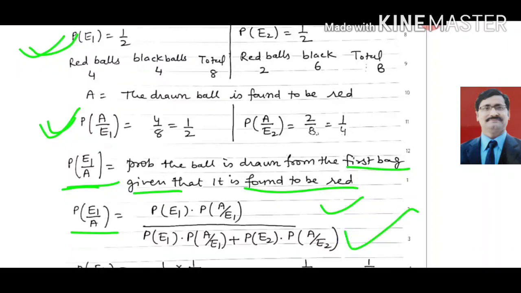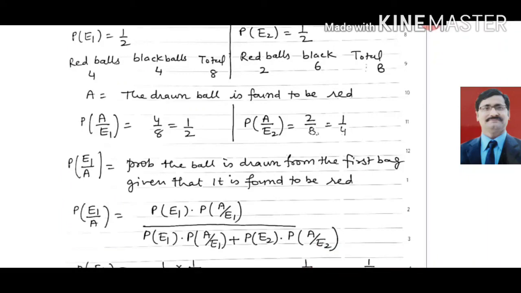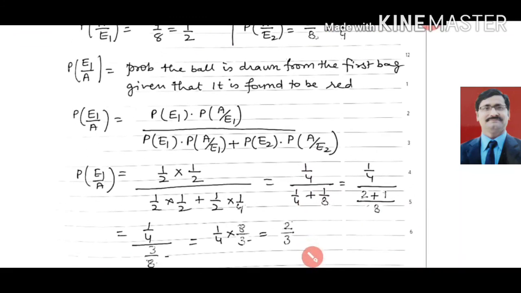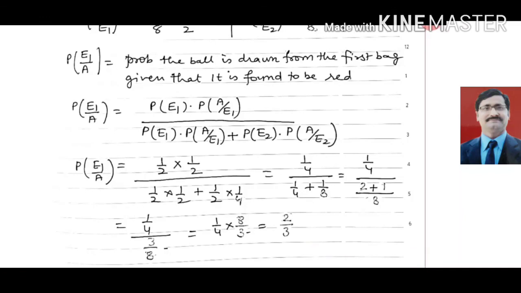So you will put in all these values. Look here, you know all these values: P(E1) is 1/2, P(A|E1) is 1/2, P(E2) is 1/2, P(A|E2) is 1/4. So we put in all these values and solve. You get 1/4 upon 1/4 plus 1/8, which you solve, you get 1/4 upon 3/8, and that is 1/4 into 8/3. Solving, you get 2/3. So here the answer is 2/3.